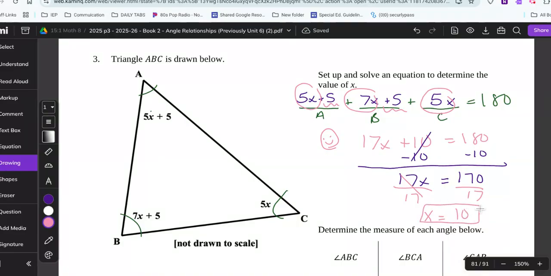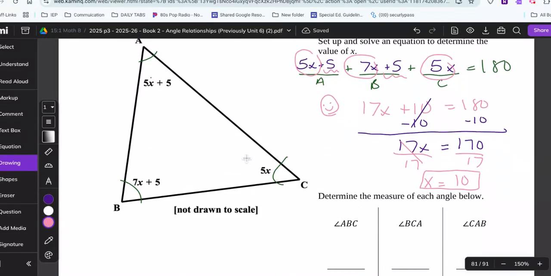Now this is the nice part, we solved for x, but we did not solve for the variable, or the angle. So we have to go ahead and plug in here. When we're looking, I like to go ahead and just take my x out and plug my 10 in. All right, 5 times 10 is 50, plus 5 gives me 55. Here, 7 times 10 plus 5, 7 times 10 is 70, plus 5 gives me 75, so this angle is 75.